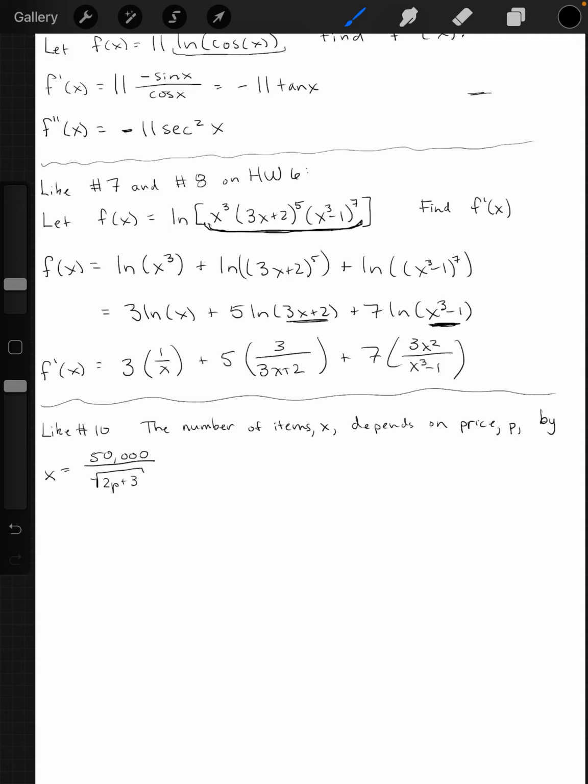I should say these next 3 problems that we're going to do from the homework are all related rate problems, right? So this sentence is important because it names all of our variables. That's one of the big steps for related rate problems. And it gives the relationship between the variables that we have. So we have a variable x, we have a price p, and we have a relationship between them.